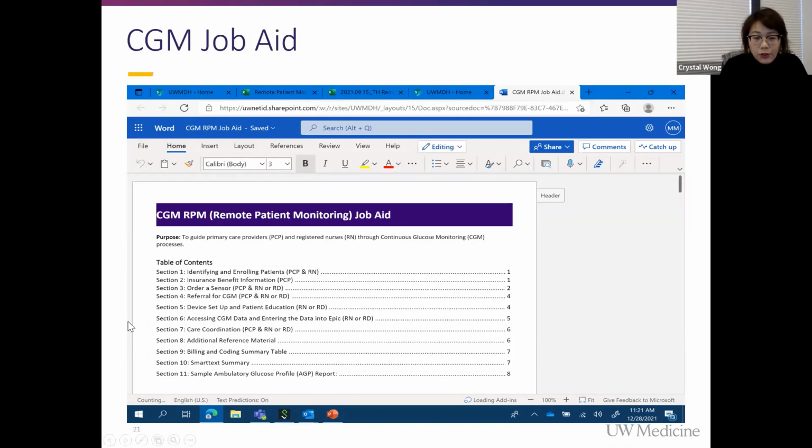If you don't want to have the whole thing, I think for providers, probably the biggest things would be section 9, so billing and coding summary table, and section 10, smart text summary, just so you know how to use the tools in Epic.